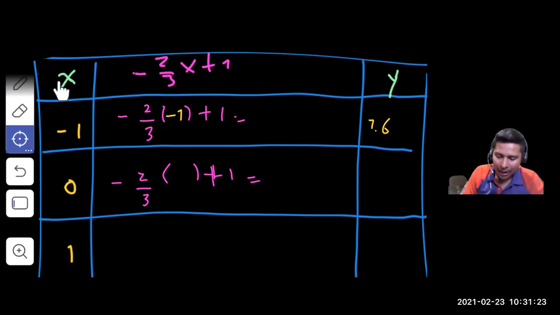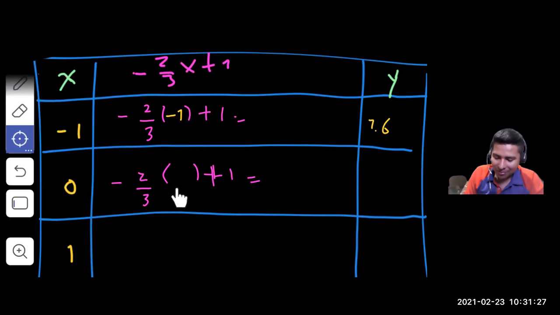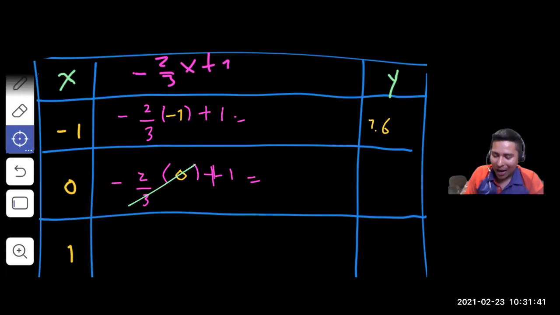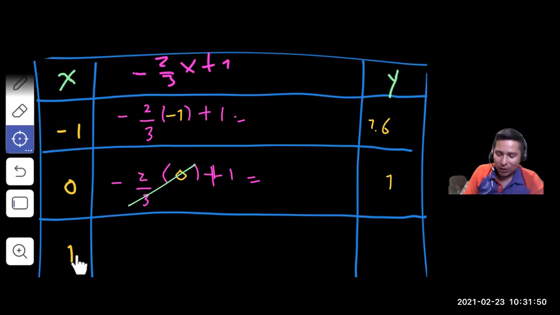x in this case is 0. Take a look, guys. That's why you have to take advantage of 0. When you use 0, all of this turns to be 0. And what is 0 plus 1? You don't even need a calculator. It's just 1. Excellent.